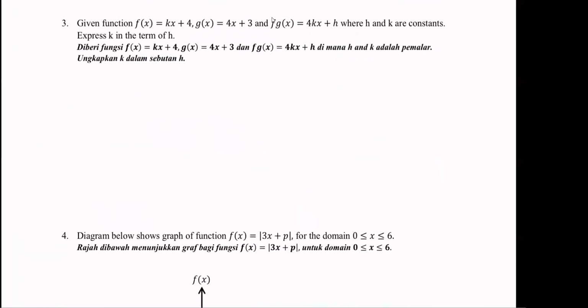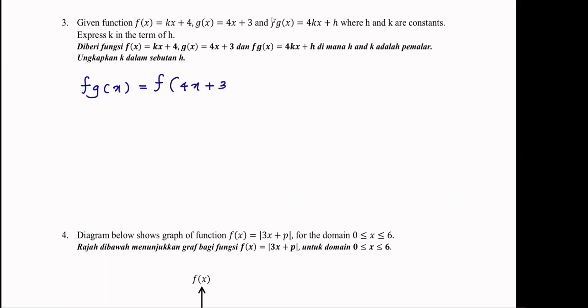Okay, question number 3. Now, this is an interesting question. I think most of you know about this question. Okay, you see they already give you the inverse. Can you see the inverse is already given? So you create your own fg(x) and just do a comparison. Okay, fg(x) means f, ambil g masuk dalam f. So your g(x) is 4x plus 3. Okay, masukkan dalam f.